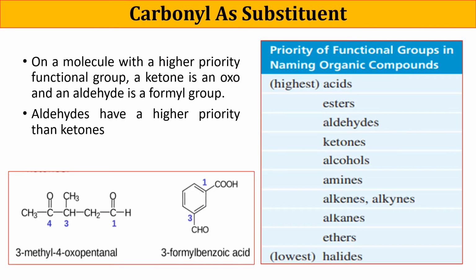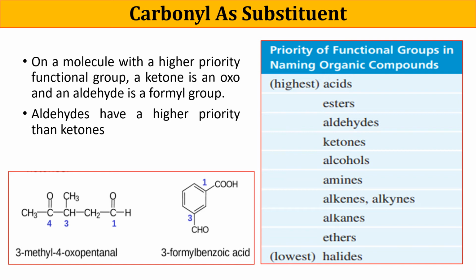Carbonyl as substituent. A ketone or aldehyde group can also be named as a substituent on a molecule with a higher priority functional group as its root. A ketone or aldehyde carbonyl is named by the prefix oxo if it is included as part of the longest chain in the root name. When an aldehyde or CHO group is a substituent and not part of the longest chain, it is named by the prefix formyl. Carboxylic acids frequently contain ketone or aldehyde groups as substituents.